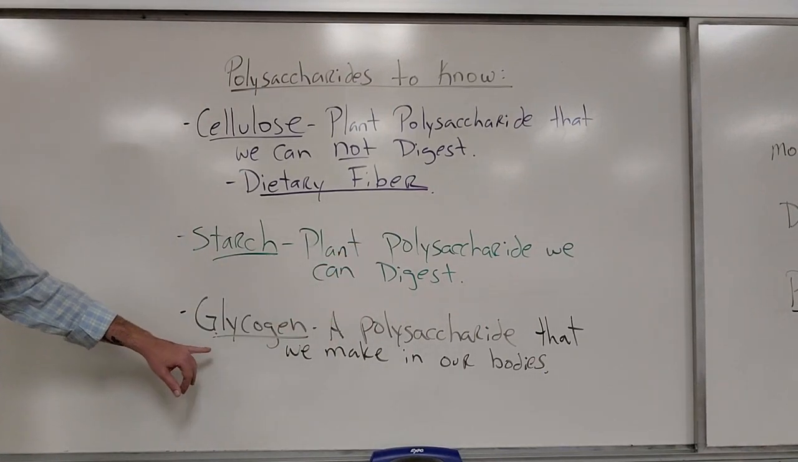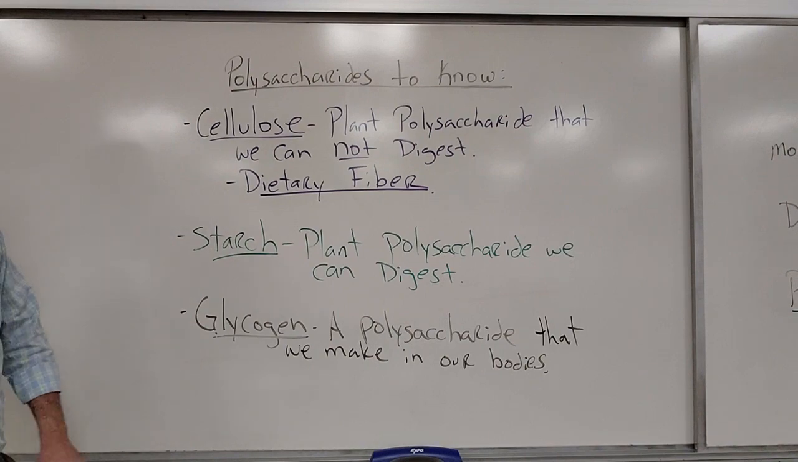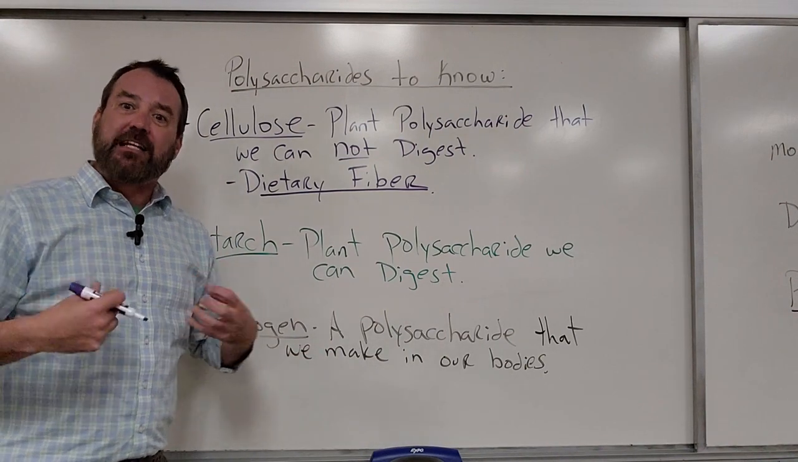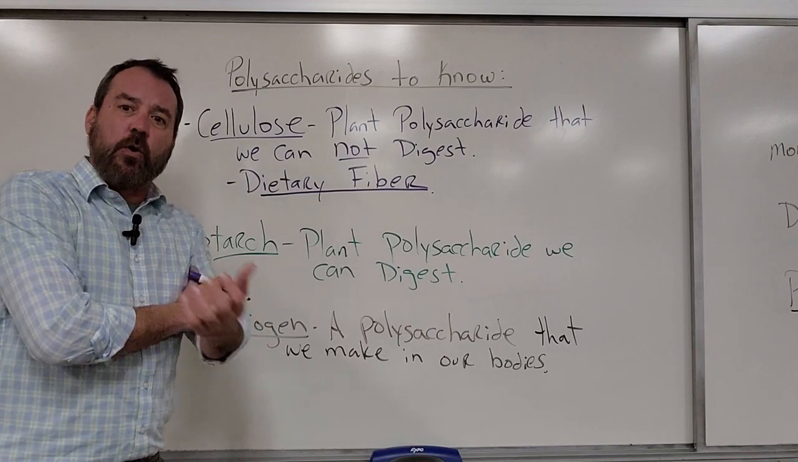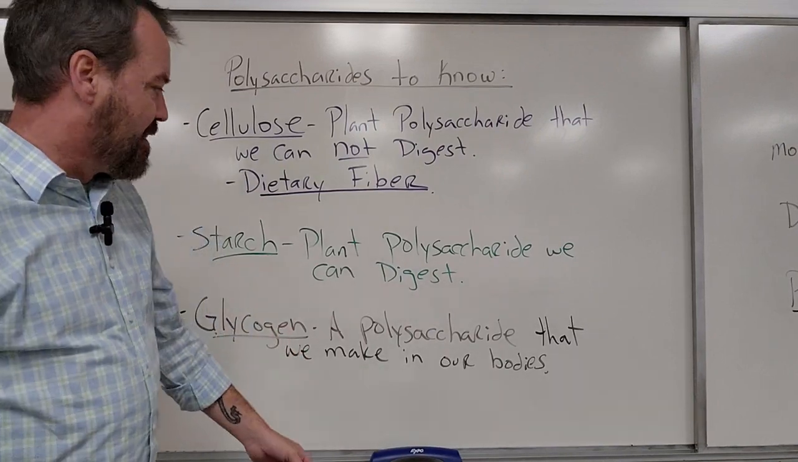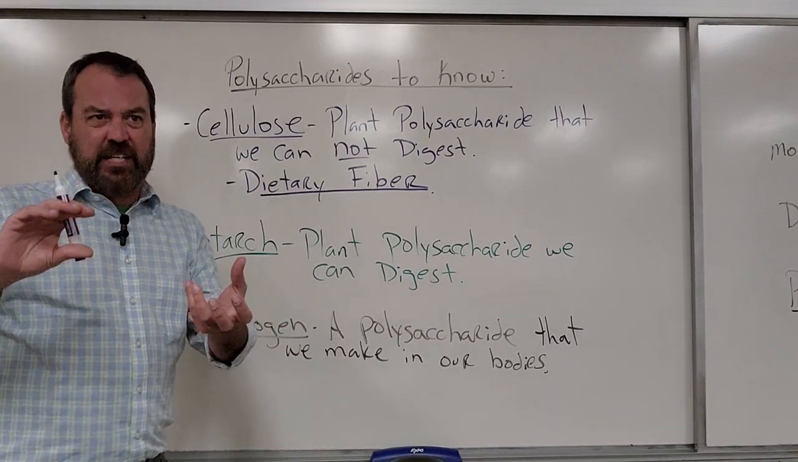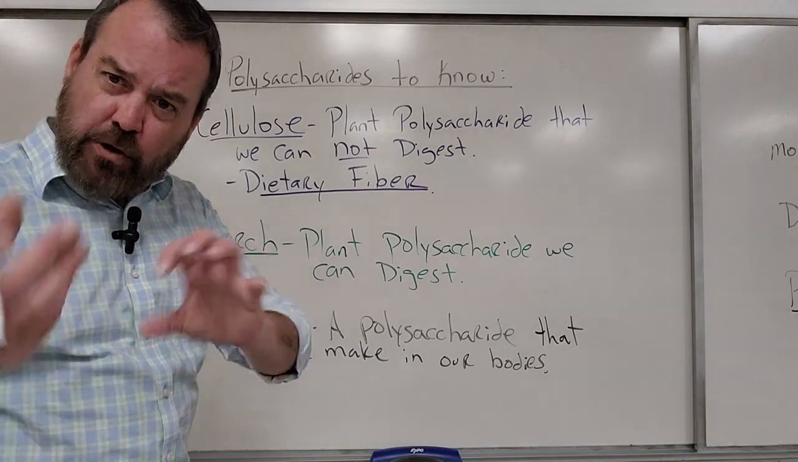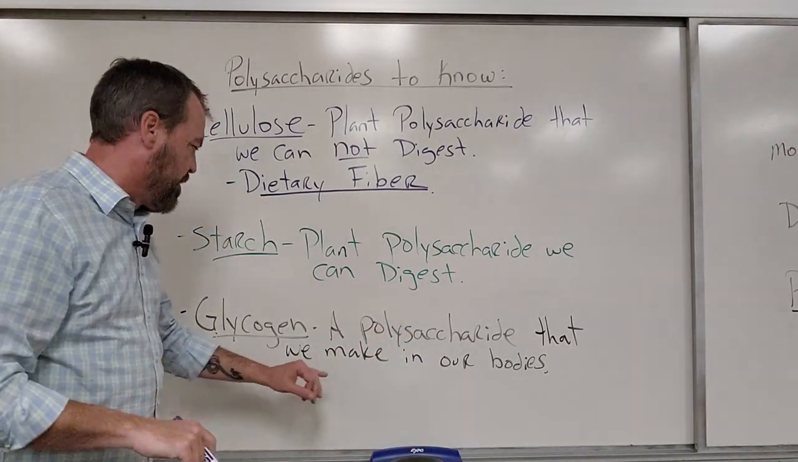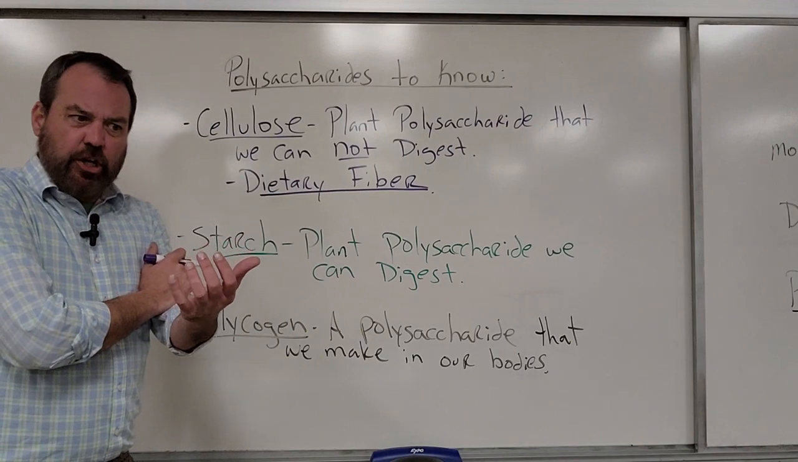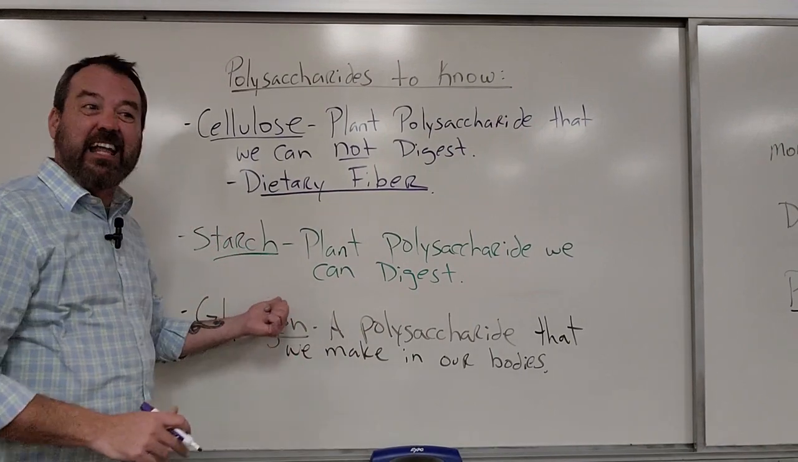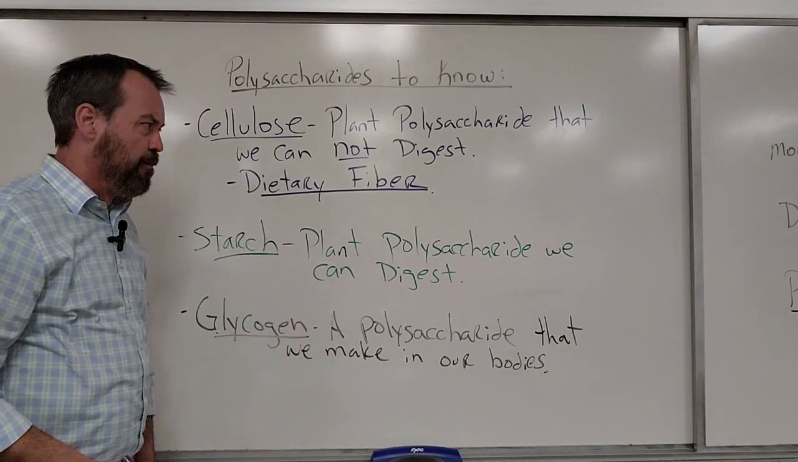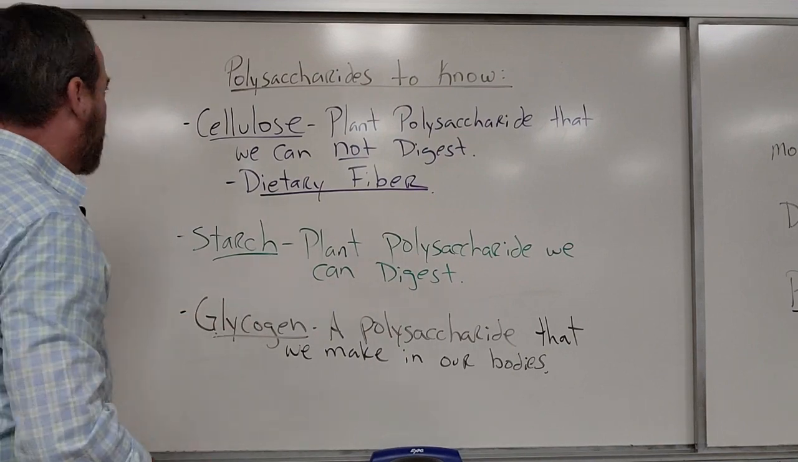And then the last one is glycogen. So glycogen is a polysaccharide that we as human beings make in our body. We store it in our skeletal muscle as glycogen, which is easily transferable to glucose, and back and forth. We can go both ways with it. So if we need sugar for our muscle contractions, we've got glycogen kind of already there, ready to go. We also store some of it in our liver.